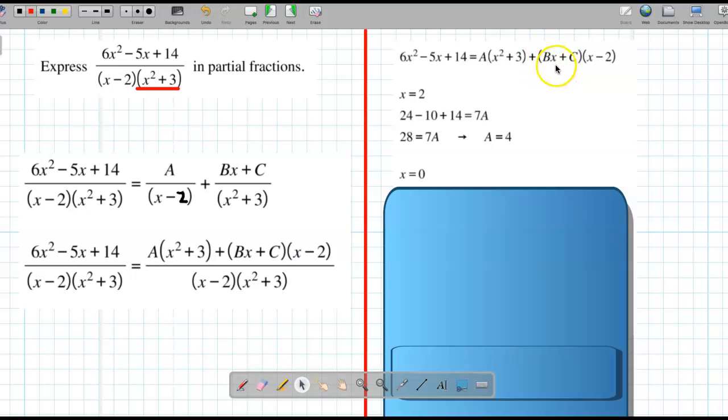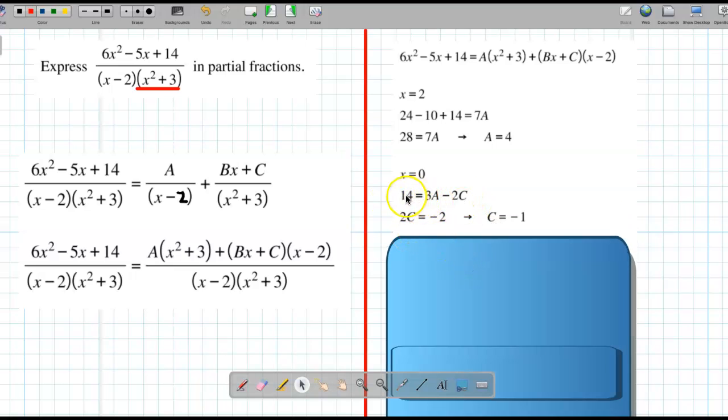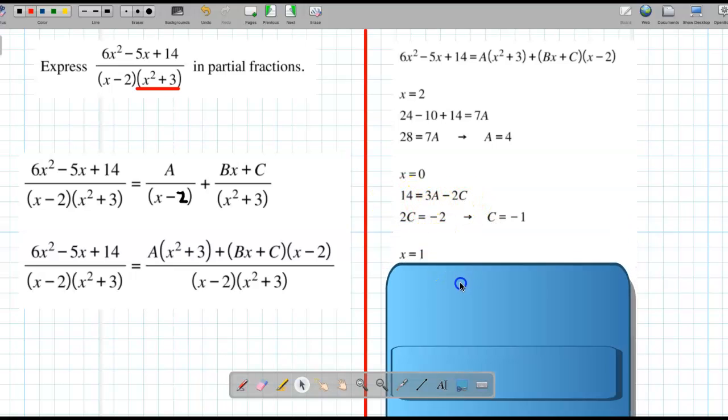Now, to work out the next ones, I've made x 0, because when I make x 0, the b disappears, and I'll be left with some a's. Well, that's okay, because I know what the a is now. It's a value, and I'll have c on its own. So when x is 0, we have 14 on this side, we have 3a, and we have, let's just check that's right, x is 0, minus 2c. A is 4, so this is going to give me 12, so we're going to have 2c equals minus 2, so c is minus 1.